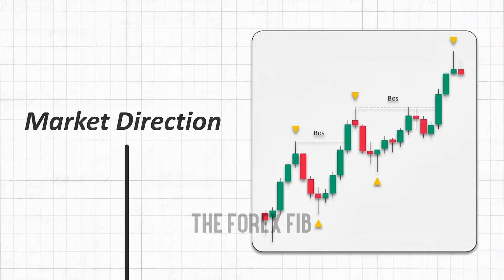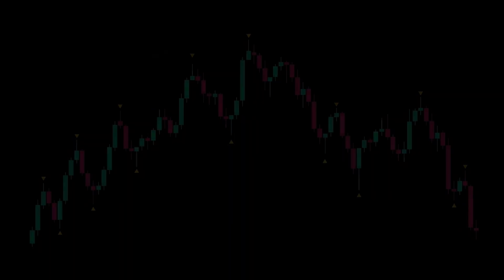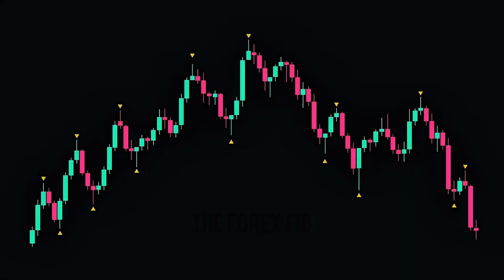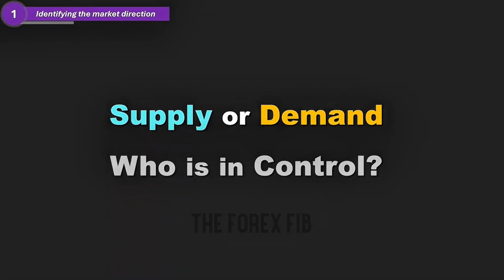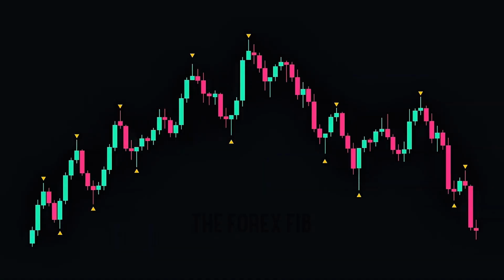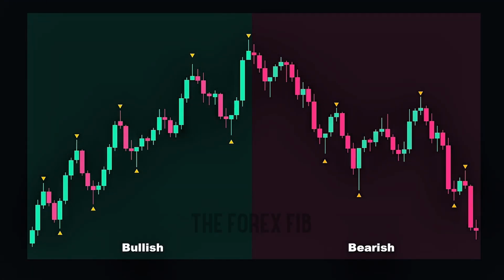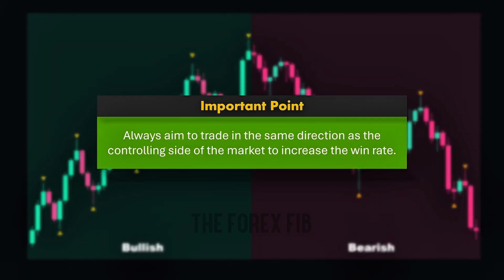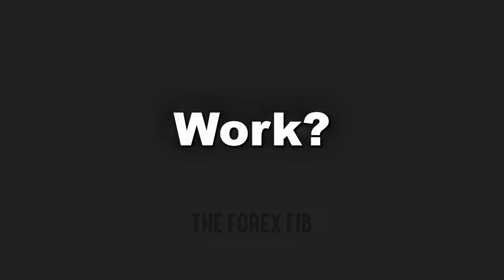Number 1. Market direction. Let's start with the fundamentals of the price chart. Identifying the market direction. Supply or demand. Who is in control? Identifying the market direction is generally the first step in analyzing a price chart. We want to identify the trend and determine whether buyers or sellers are in control. We always aim to trade in the same direction as the controlling side of the market to increase the win rate. How does the system work?